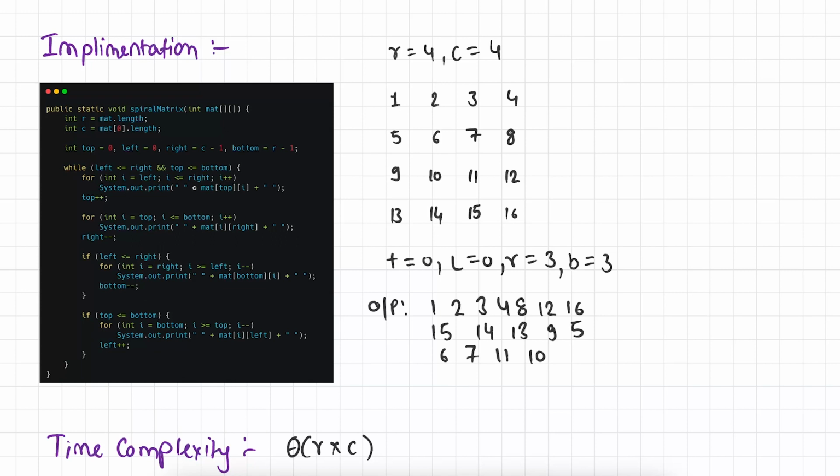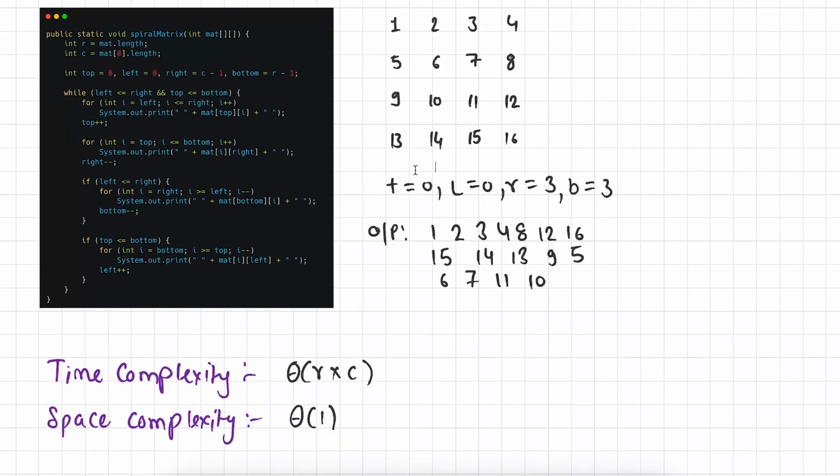Now in the next iteration, again we are printing the top row that covers 6 and 7, then rightmost column that covers 11, and bottom row that covers 10. And after all of these iterations, left and right cross each other or top and bottom cross each other, and then we simply stop. And after traversing the matrix in spiral order, we get numbers like 1, 2, 3, 4, 8, 12, 16, 15, 14, 13, 9, 5, 6, 7, 11 and 10. So by now I hope you understood how this function is working and how we are printing matrix in spiral order. So this brings us to the next section, that is calculating time and space complexity.